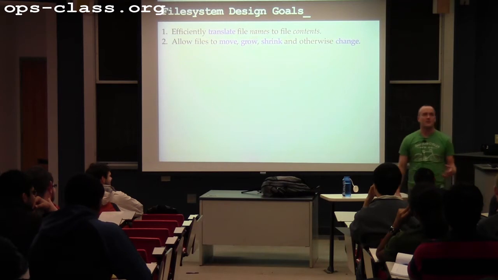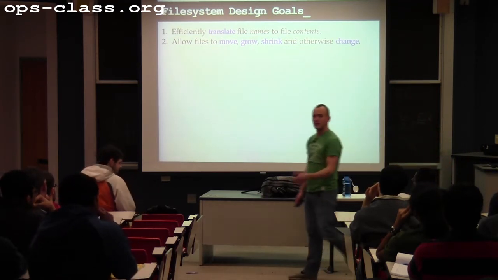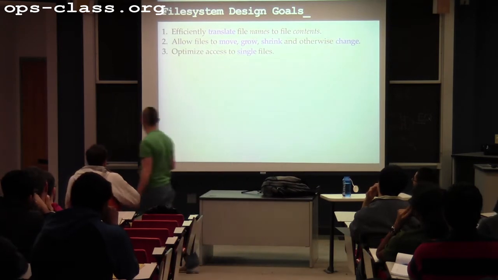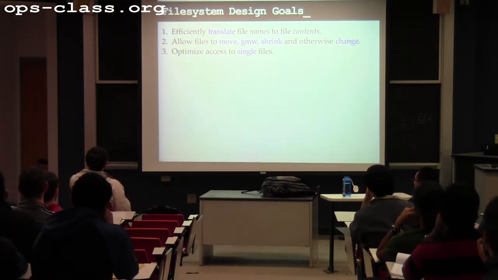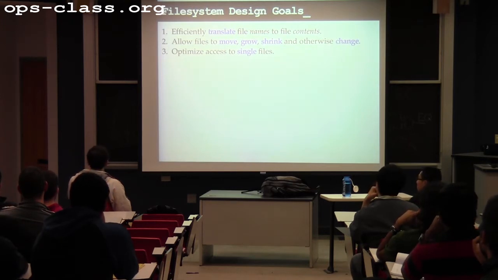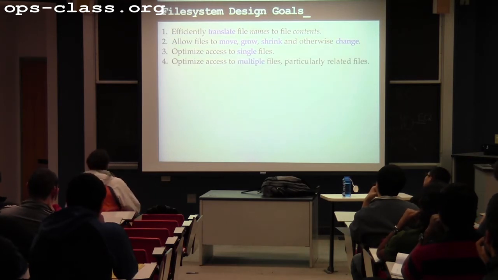So I care about performance, right? But performance can mean a variety of different things. We talked about a couple of different aspects of performance. I might care about reads and writes to single files. So if I'm going to read a huge file all at once, I want to make sure that read is fast. But then a lot of file systems also try to play games by looking for related files, and optimizing access to groups of files that may be frequently accessed together, right?